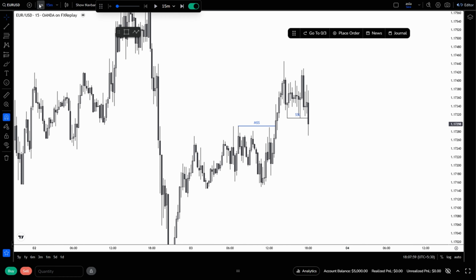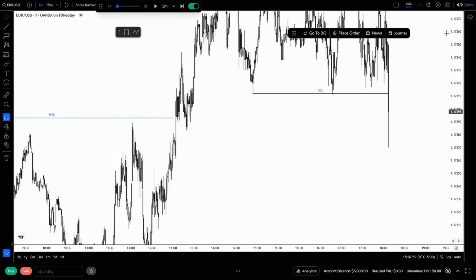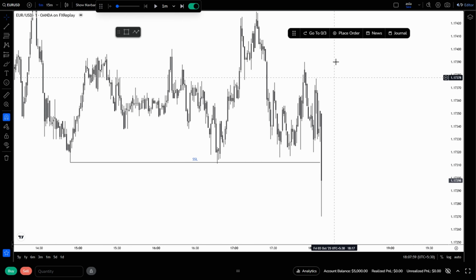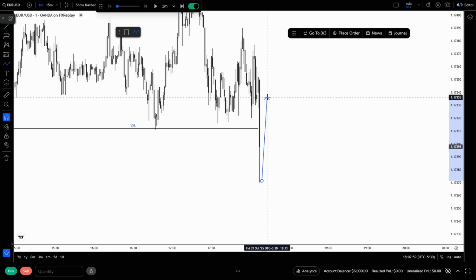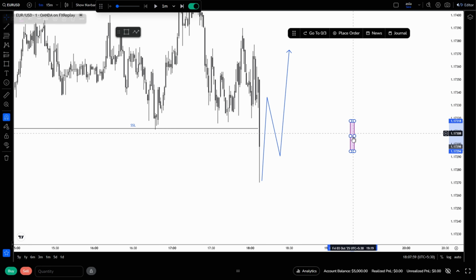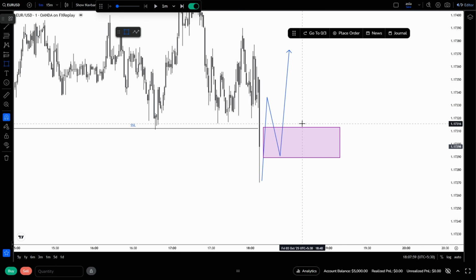Now, once liquidity has been taken, we move back to the lower time frame. At this point, most traders start looking for their entry confirmations. It can be anything they are comfortable with. Some traders look for a fair value gap, some look for an inverse fair value gap, and some use other confirmations. Any of those are fine.